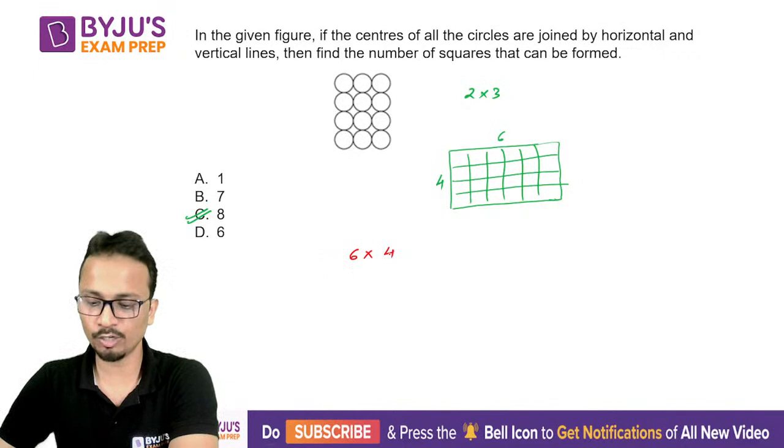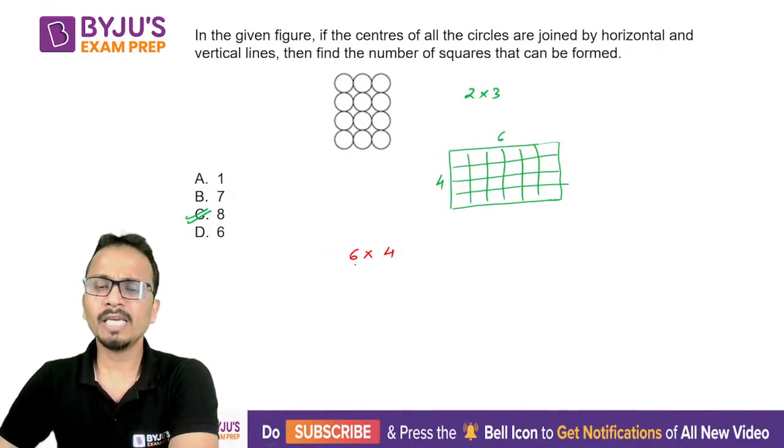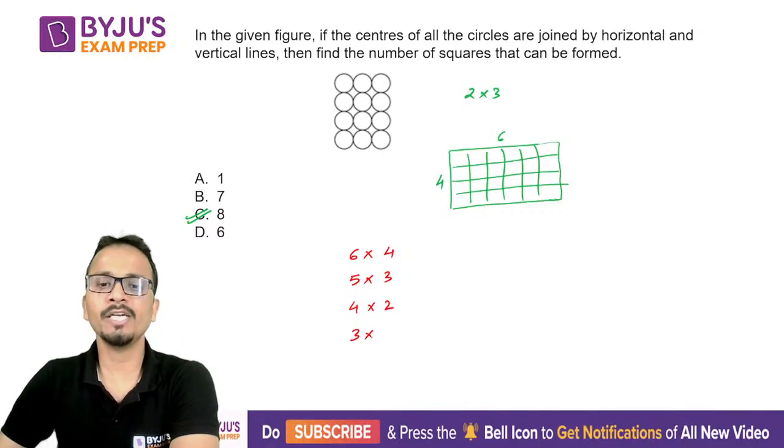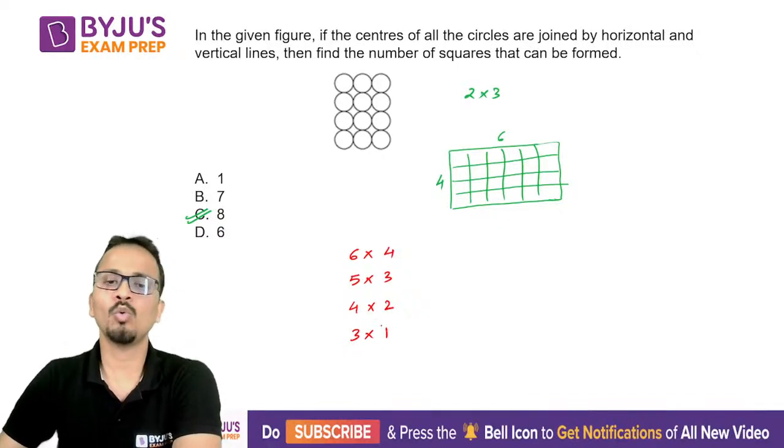Start with 6 into 4, multiply these numbers. Then keep reducing 6 and 4 by 1. So 6 into 4, after that write 5 into 3. I have reduced both these numbers by 1. Then 4 into 2 and then 3 into 1. Keep doing that until one of the numbers becomes 1.